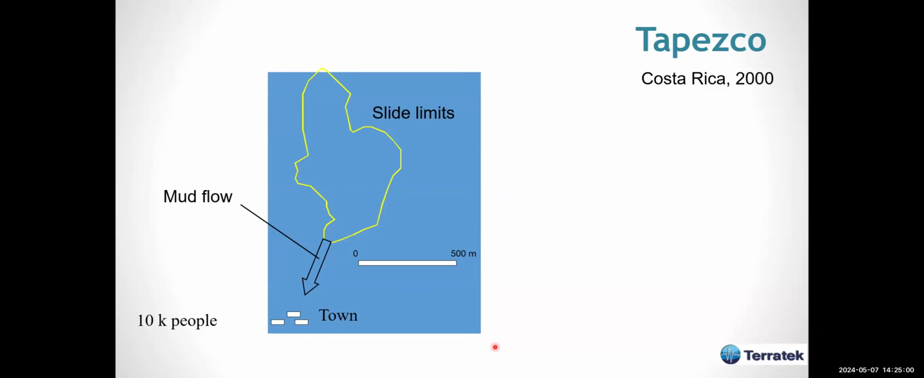It's in Costa Rica. I visited the site in 2000. So it's a big slide. We talk about over 500 meters in length, and the width should be over 500 meters too. And there's a town with 10,000 people not far from it, on the path of these landslides.